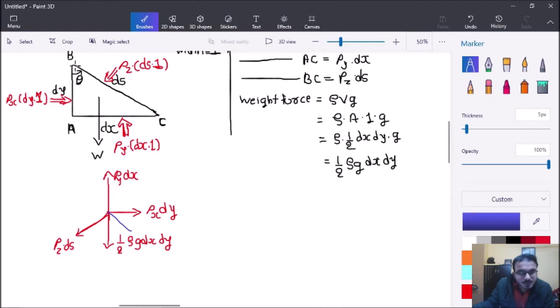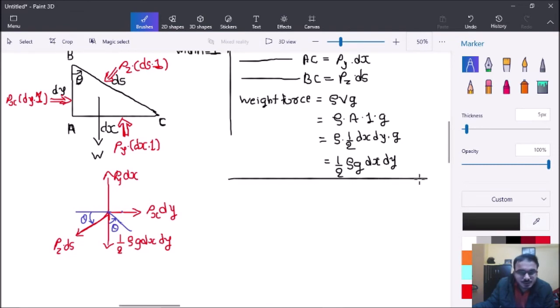Now if you focus here, in comparison with this BC face, here this angle was theta, so this angle should also be theta. You can check it by yourself.